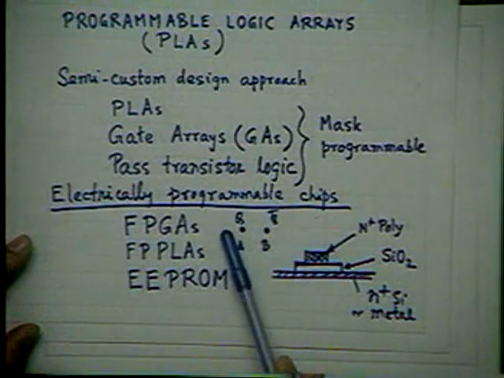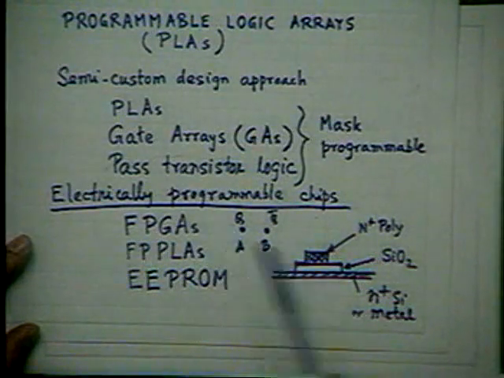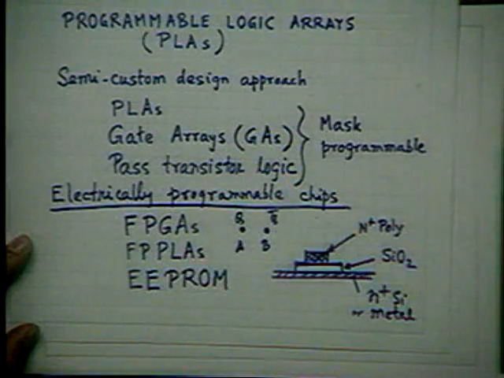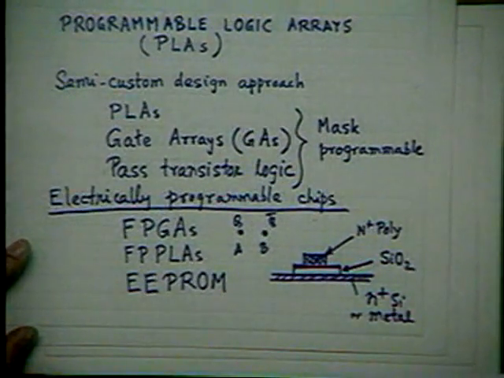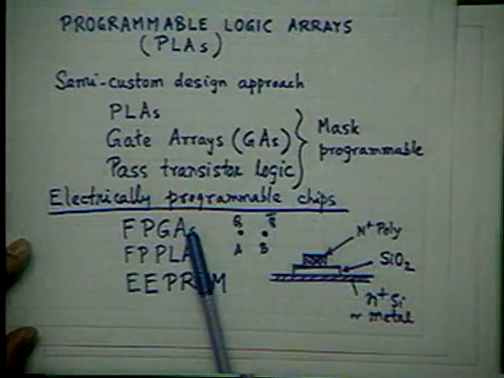Dynamic RAM cannot be used here. You have to use some memory element, static memory, a latch, nothing but a latch circuit. And these two points can be short circuited or open circuited depending on your instruction. This is called a field programmable gate array, which can be reprogrammed.